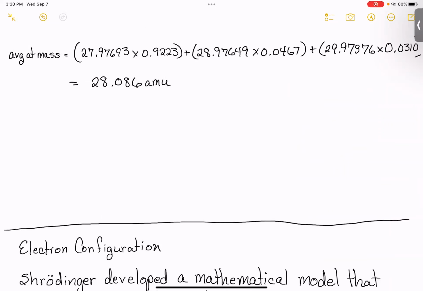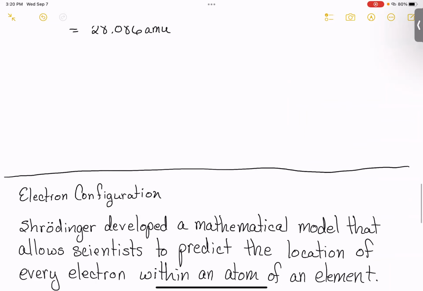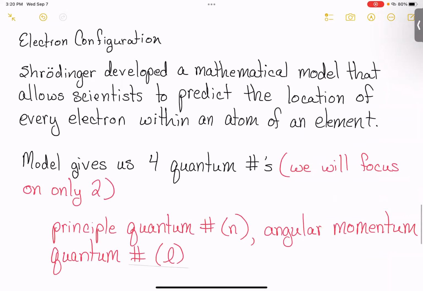So now what we're going to do is move into electron configurations. The electrons are responsible for an element's reactivity. Understanding where every single electron is located in the atom helps us to understand an element's behavior.